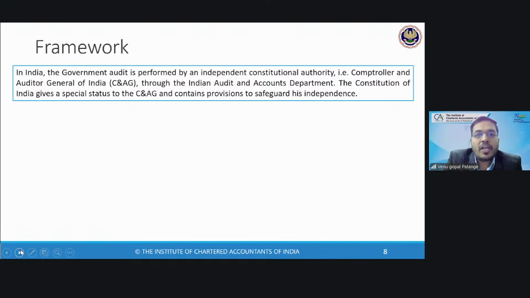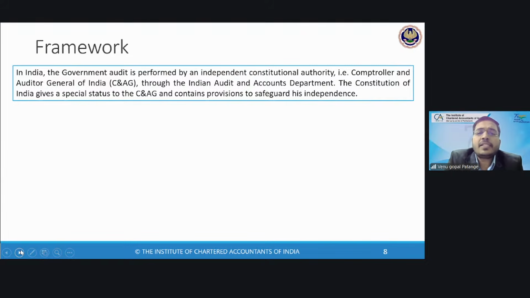This was already covered. It is done by C&AG, right? C&AG is one person, not a group of persons. The person in that role has a team. The team is the Indian Audit and Accounts Department, correct? So the Constitution of India has given that power to C&AG for performing audits.